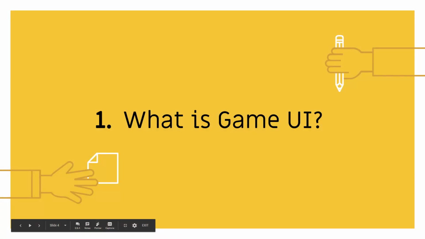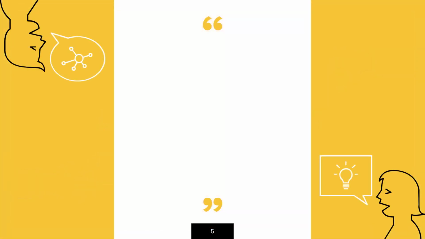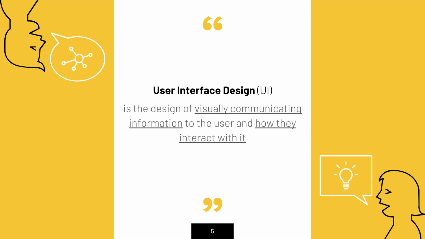So what exactly is game UI? Well, before we even start tackling the game side of it, what exactly is user interface design? So people have different ways of defining this, and you'll see lots of different terms being thrown around, but basically the way I define it is that it is the design of visually communicating information to the user and how they interact with it. So there's two key parts of this. It's the visually communicating information and how they interact with it.